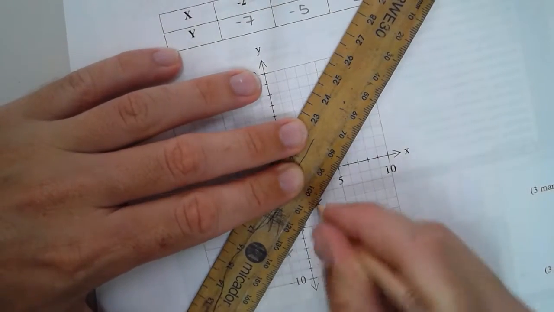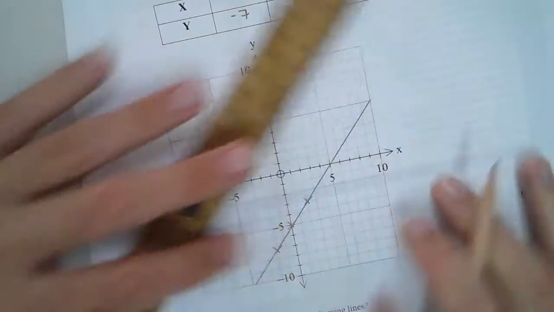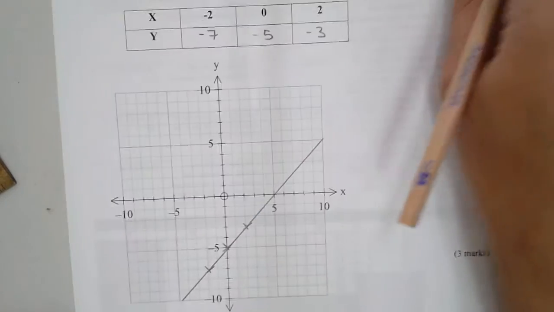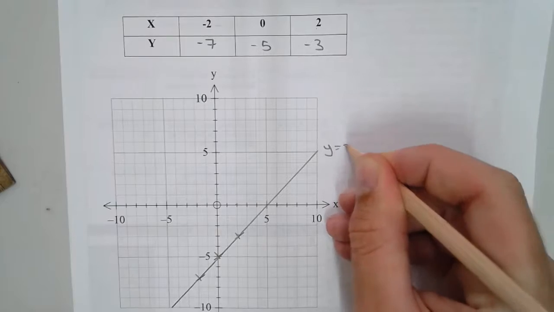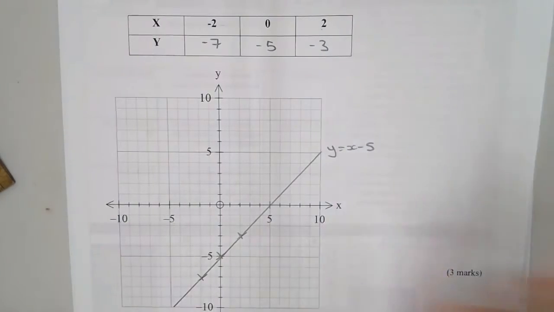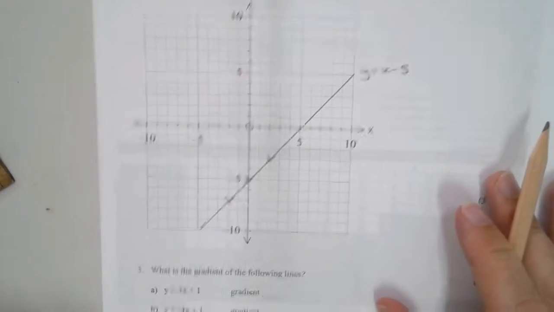Now it's important to extend your line to cover, and we also need to label it. So the original equation was y equals x minus 5, so we'll label it y equals x minus 5. You don't need to put the arrows on either end.